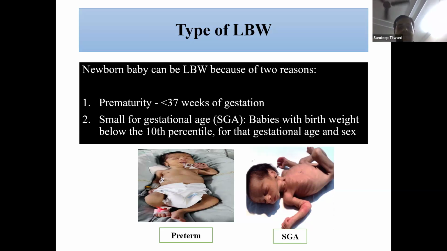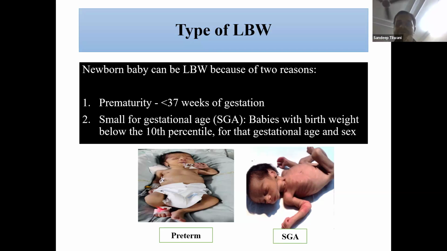Okay, so small for gestational age, also known as SGA, has a definition. It is any baby who is born with a birth weight which is less than the 10th centile for that gestational age and sex. We come to know this when we plot the birth weight of the baby on the growth chart. If the weight of the baby at the time of birth falls below the 10th centile, we label the baby as SGA.